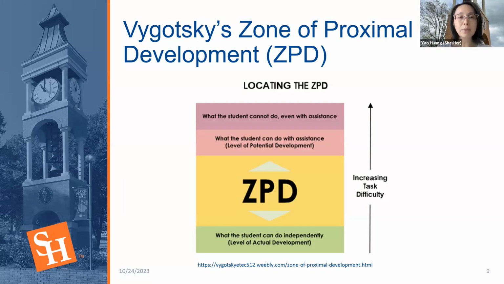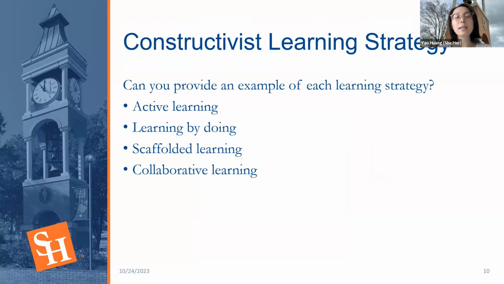So this is about the description of ZPD. And in the chapter, you get the chance to learn about the four different strategies implemented in constructivism. Here, I would like to highlight two. The first one, active learning, and the fourth one, collaborative learning.